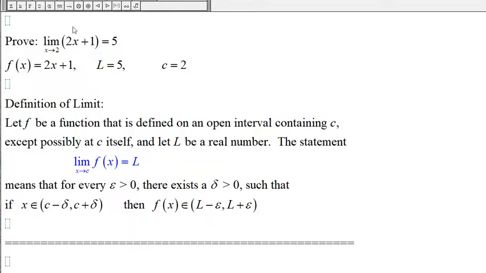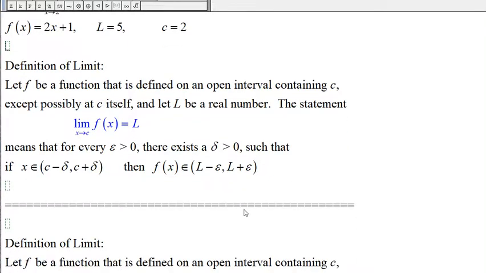And it says that to prove that this statement is true, we have to show this process. Once again, the C here is 2, the L here is 5. For every given epsilon, we must be able to come up with a delta number such that if we picked an x from the interval of C minus delta and C plus delta, then the corresponding y value is inside the interval L minus epsilon and L plus epsilon.